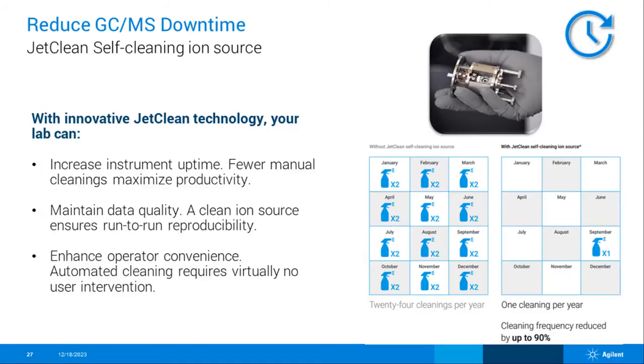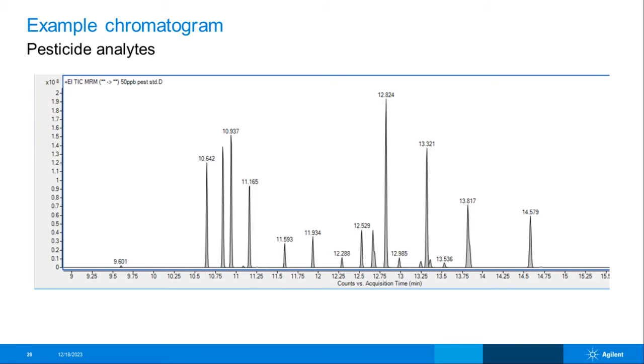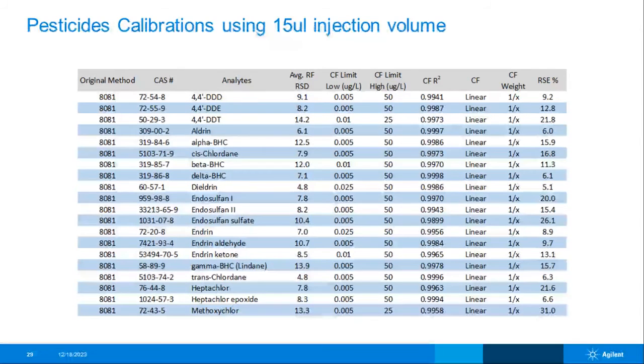Here is my chromatogram of the organochlorine pesticides. This is a 50 ppb standard of a 15 microliter injection. And you can see the nice sharp peak shape we are getting throughout the whole chromatogram, even by injecting that much onto column. Okay, so here we have listed the organochlorine pesticides, the calibration ranges and detection limits, and this is using the 15 microliter injection volume. You can see we have the compounds listed as well as their low level limit and their high level limit.